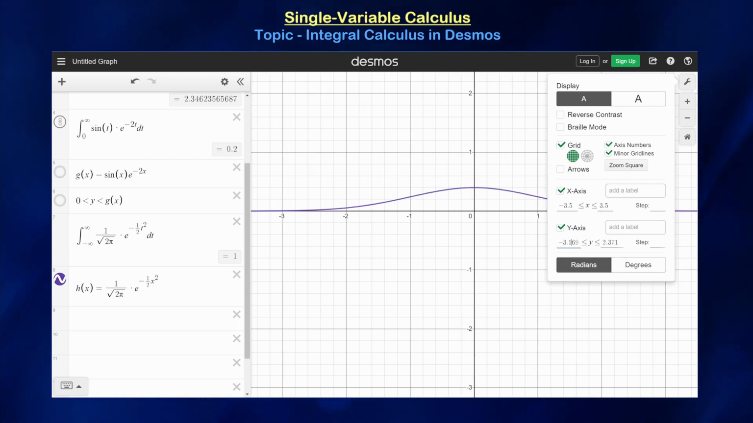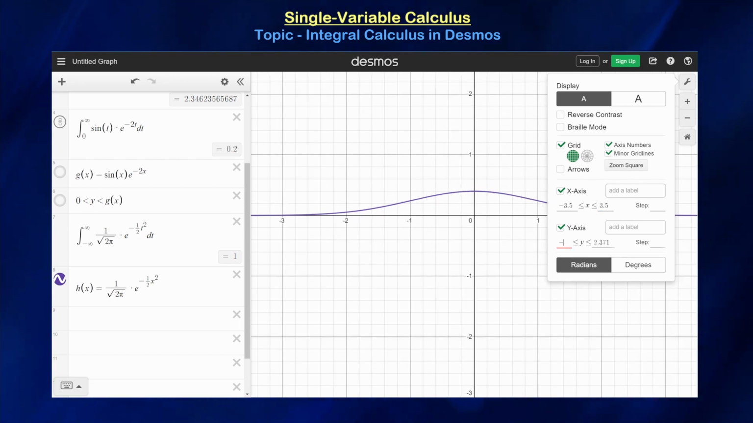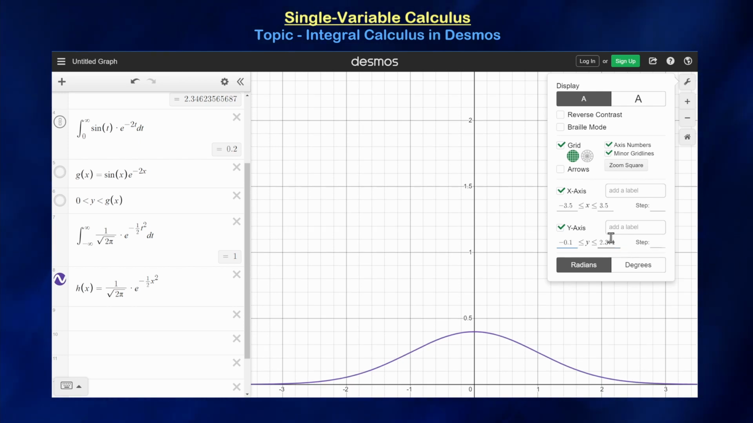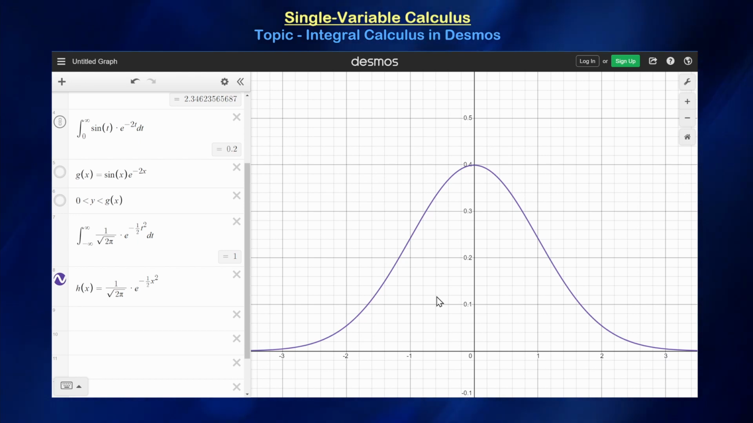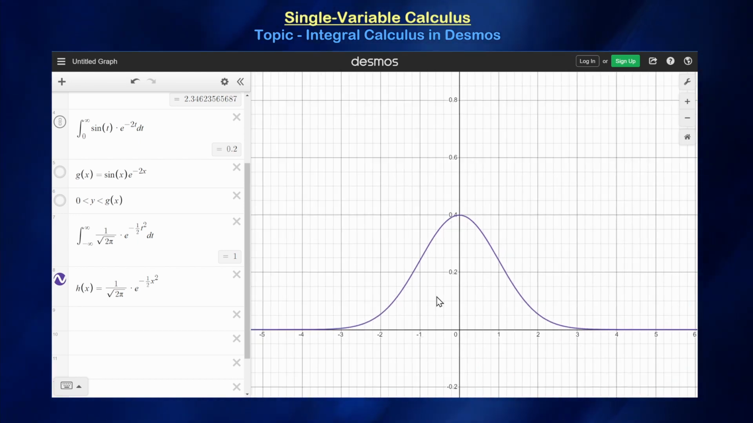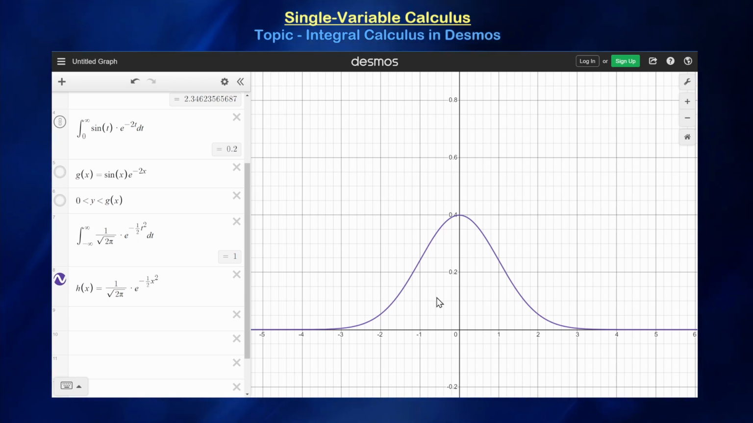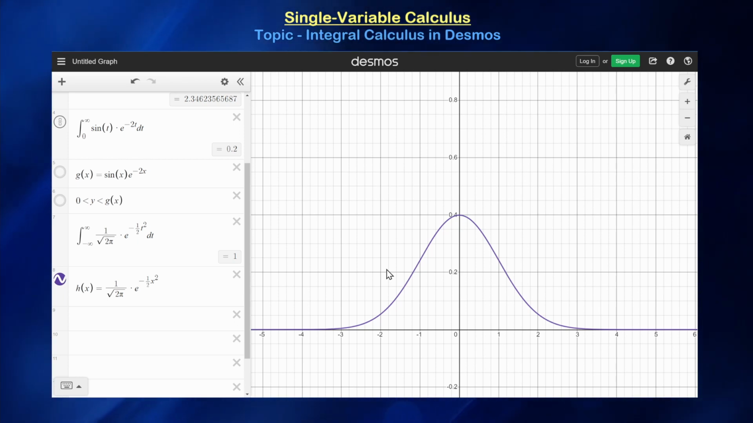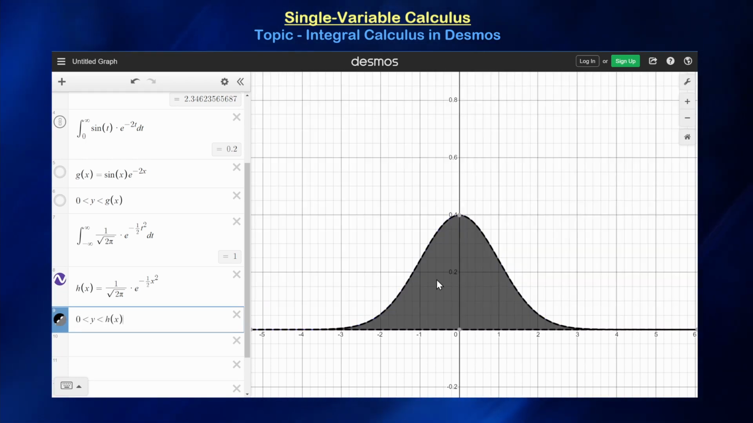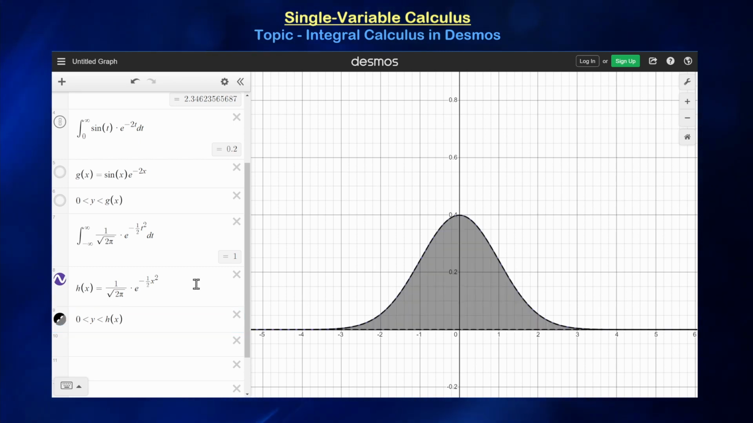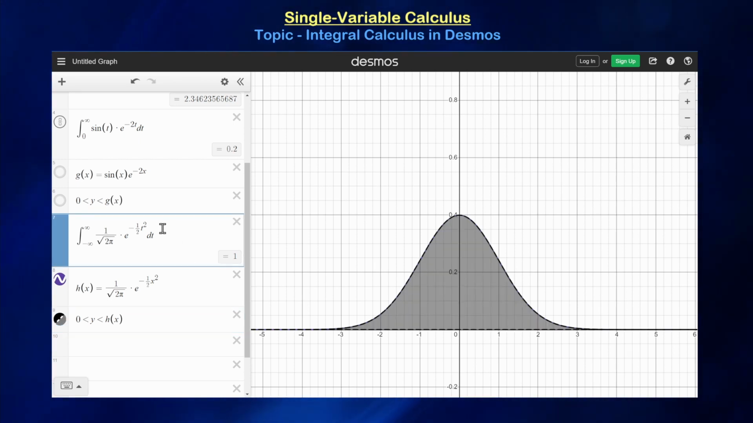And for the vertical axis, let's go from negative 0.1 and let's go up to 0.6. Now, from this scale, does this curve look familiar? It should, because this is what we call the standard normal distribution, which has several different applications in probability and statistics, right? And one of the properties of probability is that the area under this curve, which is 0 less than y less than h of x, this area shaded in black should be equal to 1, and at least Desmos does agree with that property.